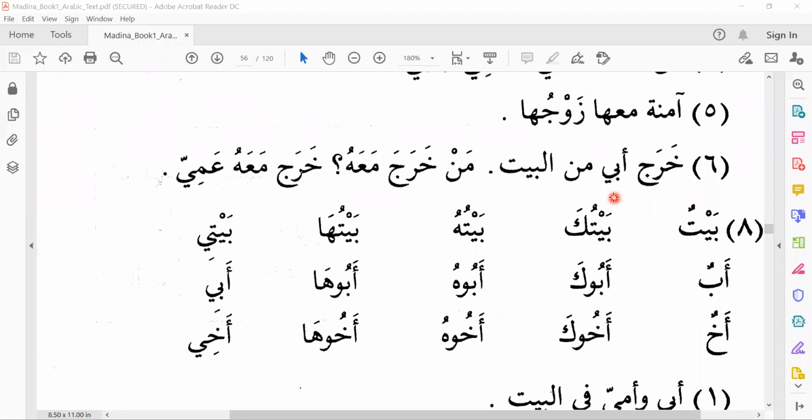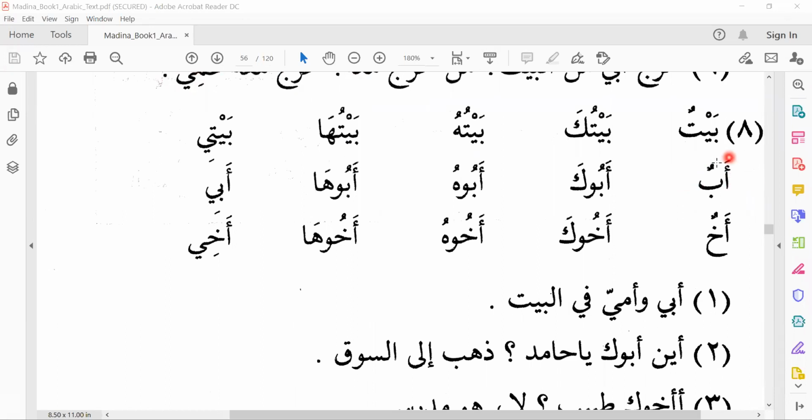Sixth. Kharaja abi minal bayti. My father went out from the house. Man kharaja ma'ahu? Who went out with him? Ma'ahu, with him. Kharaja ma'ahu ammi. Went out with him, my uncle. That means my uncle went out with him.